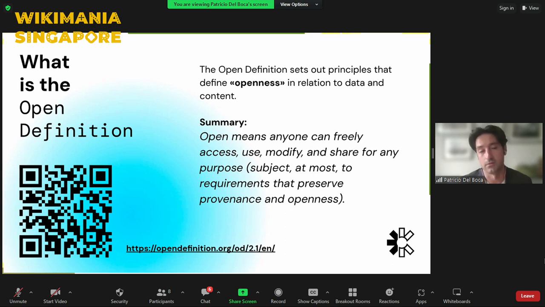What is the open definition? The open definition is a set of principles that define openness in relation to data and content. And it's important to remember this: it's openness in relation to data and content. One thing is an open door and another thing is open data. You should keep that in mind when discussing the open definition, which is always in relation to data and content. In summary, right now, the open definition can be explained as: open means anyone can freely access, use, modify, and share for any purpose, subject at most to requirements that preserve provenance and openness. This is how we summarize the open definition nowadays.